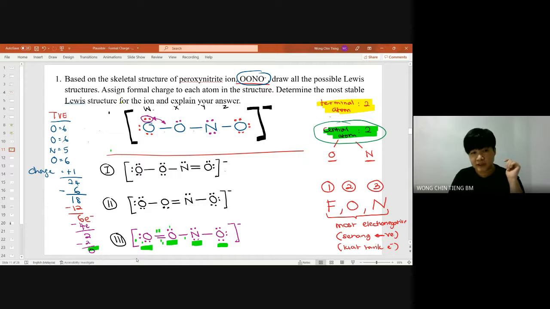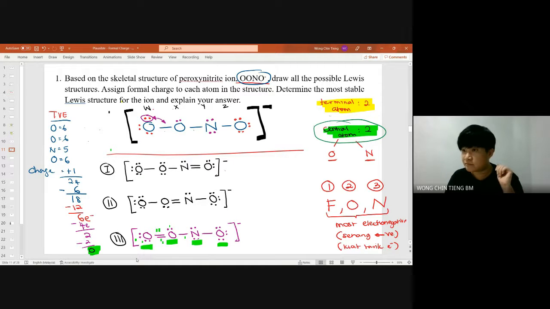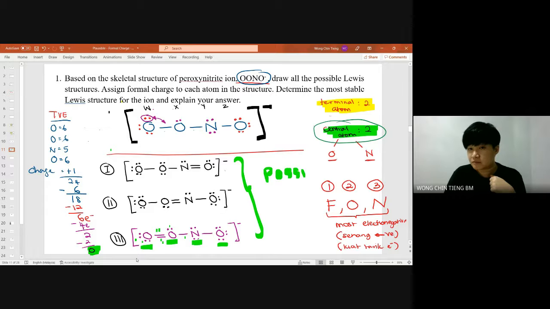Kedua, Miss Wong ada tambah apa-apa elektron? Tak ada kan? Total valence electron betul. Dari segi Lewis structure, semua betul. And all these three is what we call possible. Agree so far?